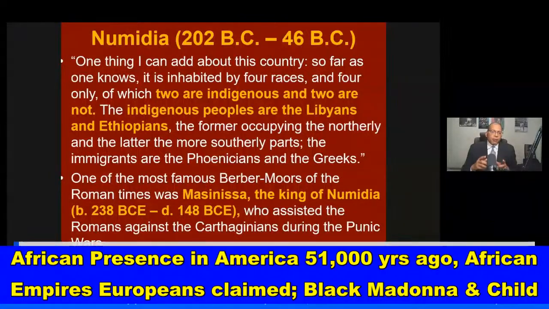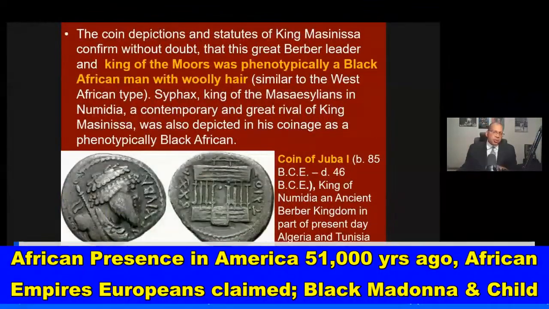Now, one of the most famous Berber Moors of the Roman times was Massinissa, the king of Numidia, who assisted the Romans against the Carthaginians during the Punic Wars. Okay, so he teamed up with the Romans to help defeat the Carthaginians. And when you study Hannibal Barca and the Punic Wars, you read about the Numidians siding with the Romans.